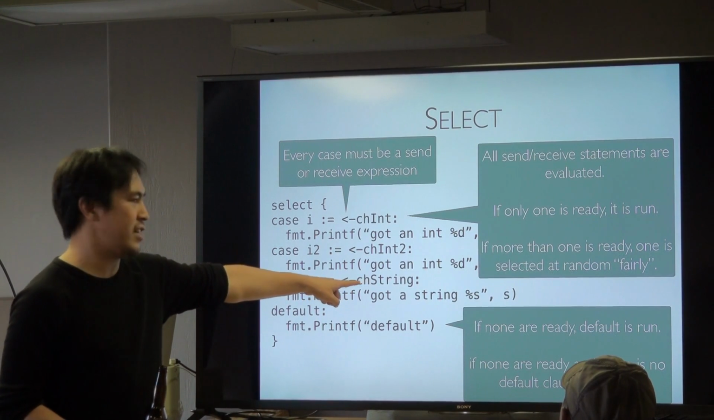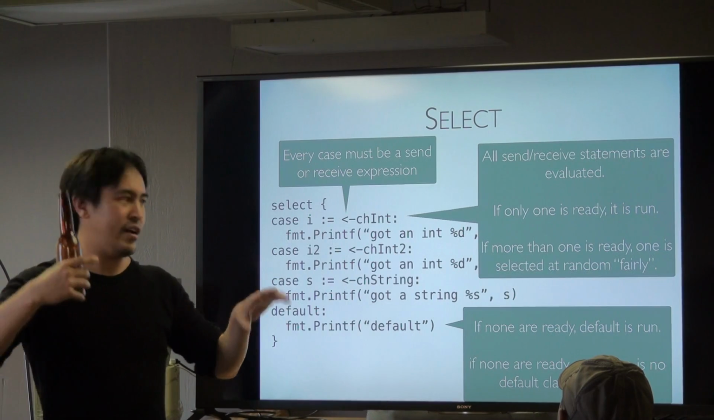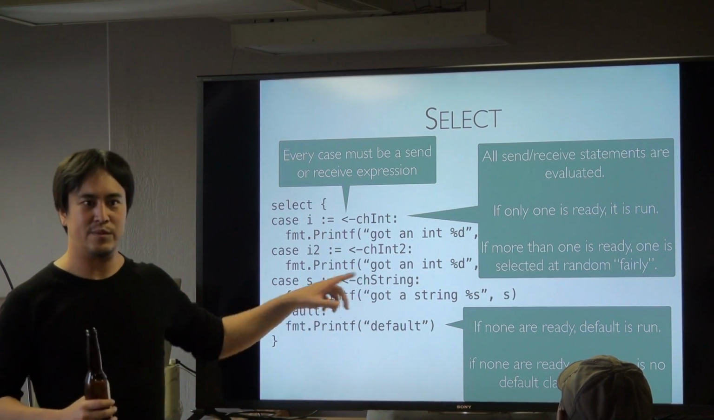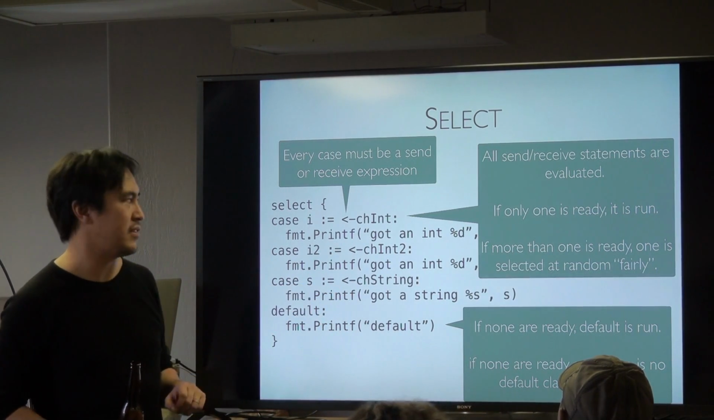Like if only the string channel has a sender, because remember, the receive statements block until there's a sender, right? If only the string statement has an actual sender ready to send something, then the string case is going to happen.